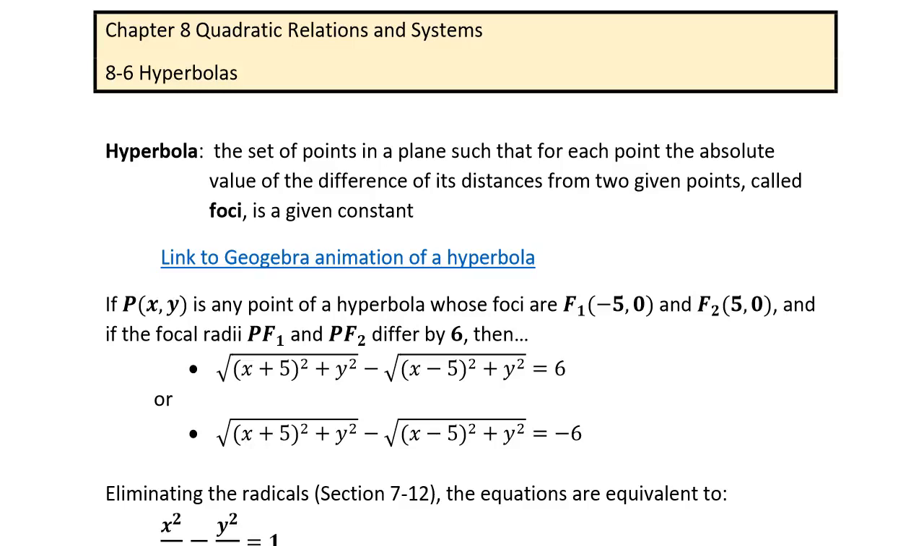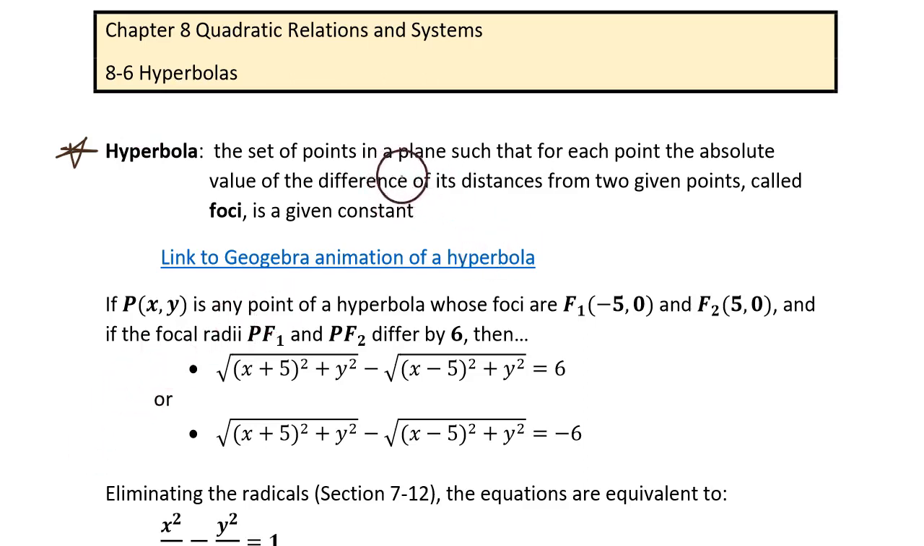This video is for lesson 8-6 about hyperbolas. So we've recently discussed shapes that are defined in terms of distances. We looked at a circle, parabola, and ellipse. And now we'll get our last shape that we're going to look at in Algebra 2 class. This is called a hyperbola.